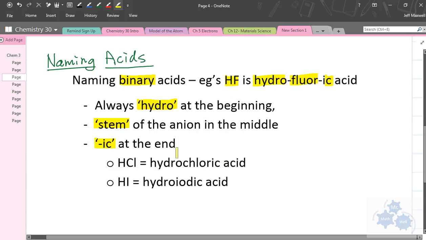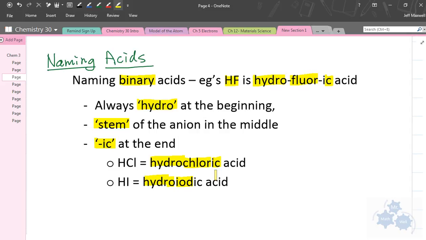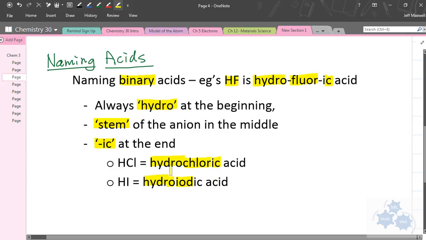So this is hydrofluoric, hydrochloric, hydroiodic. Okay, so there's the hydro, here's the iod for iodine. HBr would be hydrobromic, and so on. So as you maybe noticed, a lot of these common ones are the halogens. Group 17 there: fluorine, chlorine, bromine, iodine, along with hydrogen. So that's where you'll see most of those binary acids. Questions?